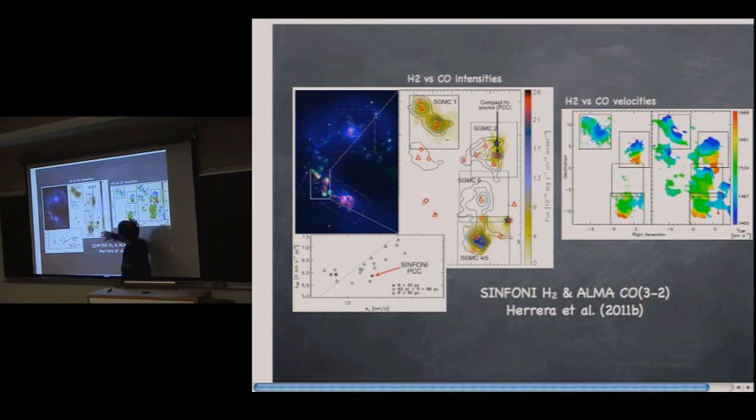We don't understand everything here, because this cloud, for example, has a turbulence comparable to the others, but it's much fainter and much larger than the others. We don't know why.